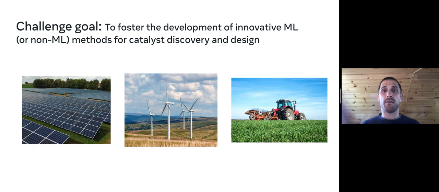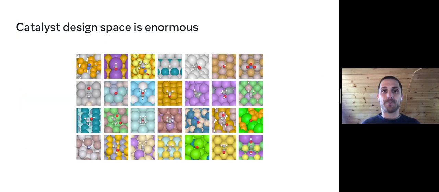This is the third iteration of the Open Catalyst Challenge, and the goal is to foster the development of accurate and fast ML or non-ML methods for catalyst discovery and design. Catalysts have a wide range of applications from renewable energy storage to agriculture. Our team is particularly focused on discovering catalysts for renewable energy storage through CO2 reduction or green hydrogen production.